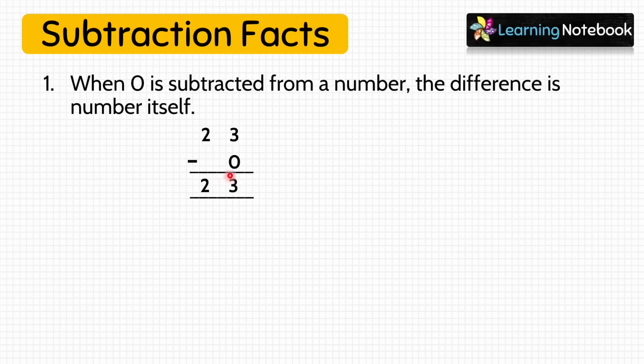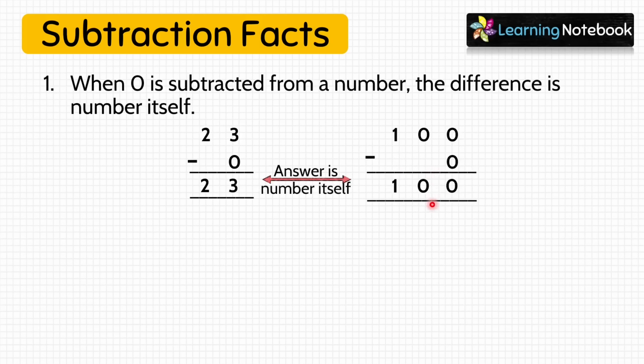23 minus 0 equals to 23 only. So here we have subtracted 0 from 23 and we have got the difference as the number itself, that is 23. Another example, 100 minus 0 equals to 100. So here also the answer is the number itself.